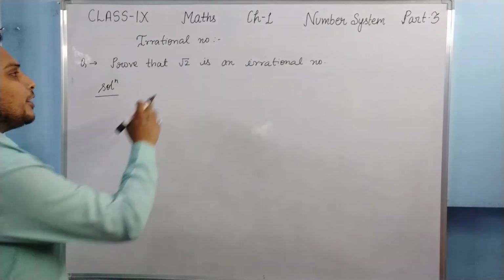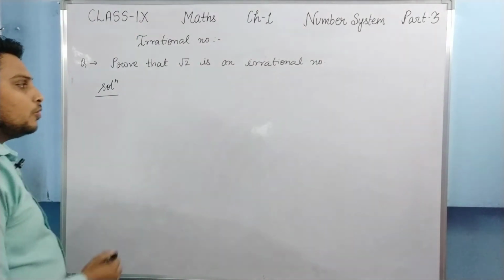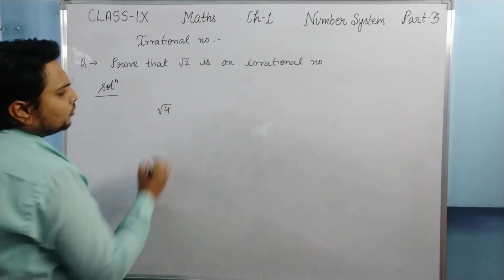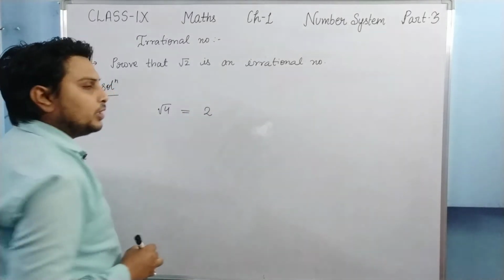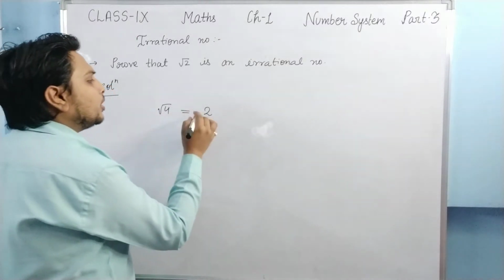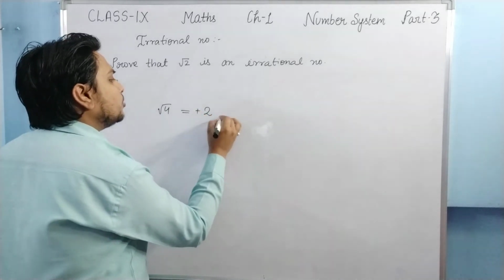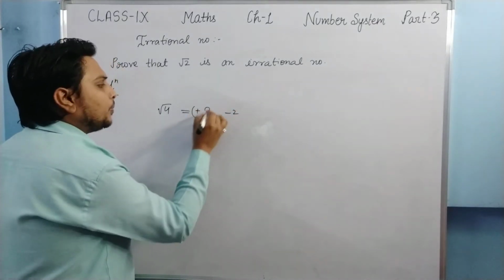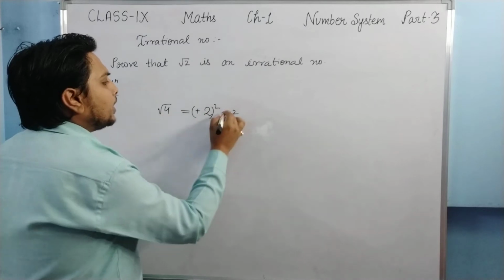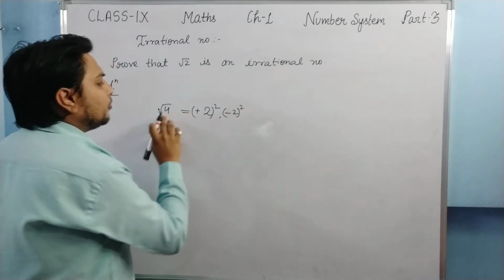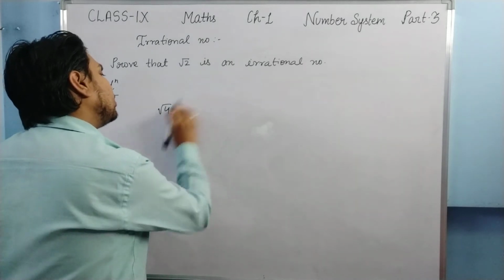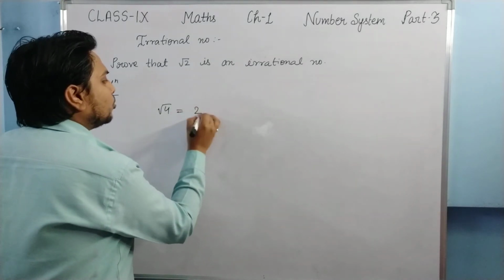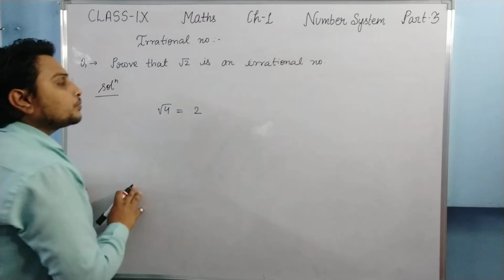So how will we find the value of under root 2, okay? The value of under root 4 is what? It is 2. We know very well the square of 2 is 4, okay? Basically it is plus 2 and minus 2 both. Plus 2 square is also 4 and minus 2 square is also 4, okay? So we can say that the value of under root 4 is plus minus 2, okay?